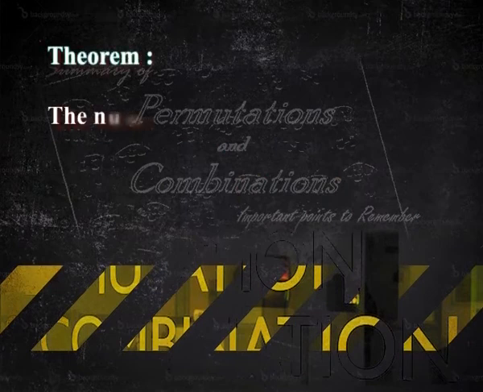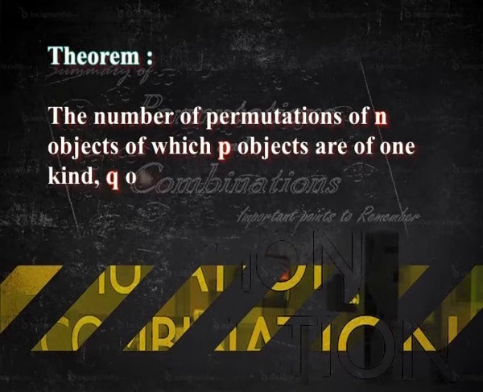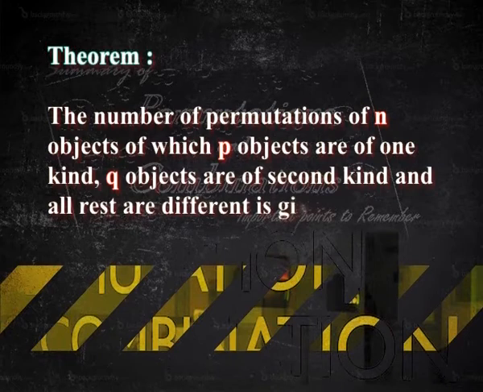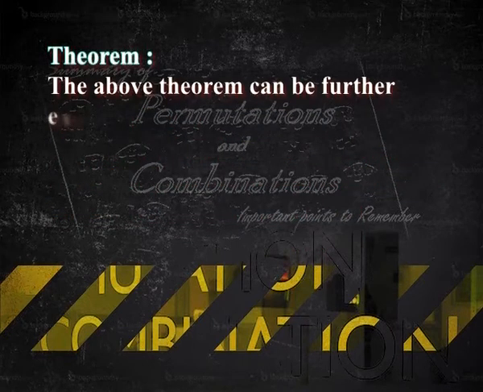There is a theorem for this. The number of permutations of n objects, of which p objects are of one kind, q objects are of a second kind, and all the rest are different, is given as n factorial divided by p factorial into q factorial. The above theorem can be further extended.